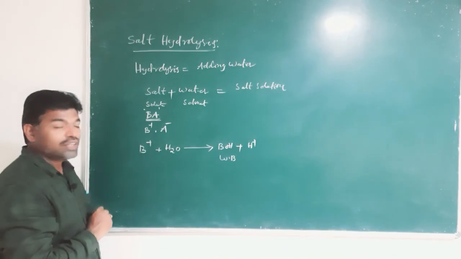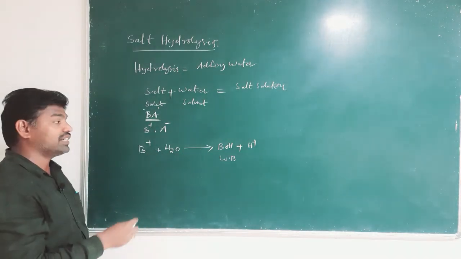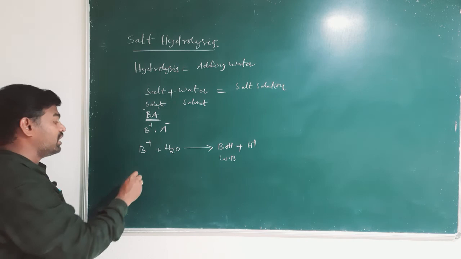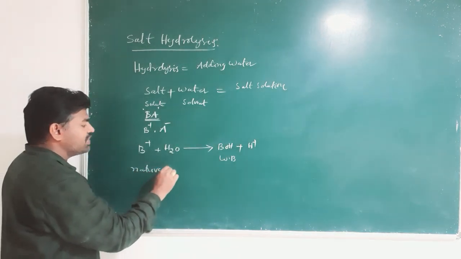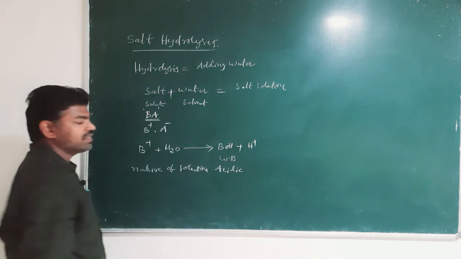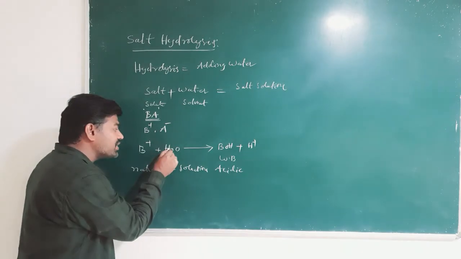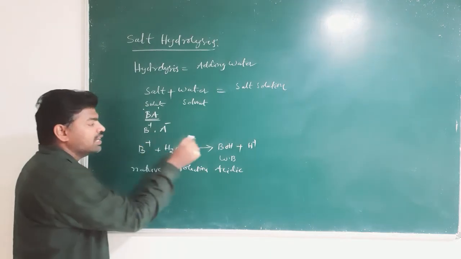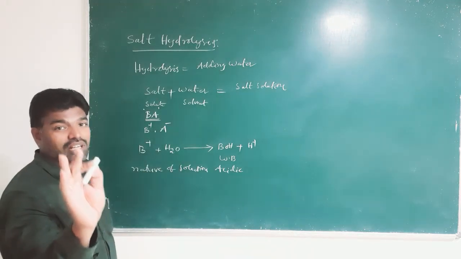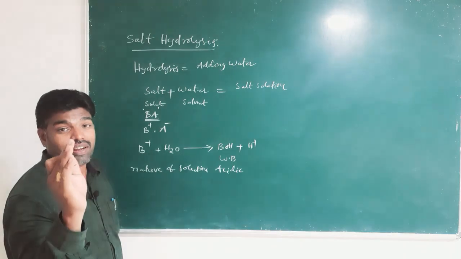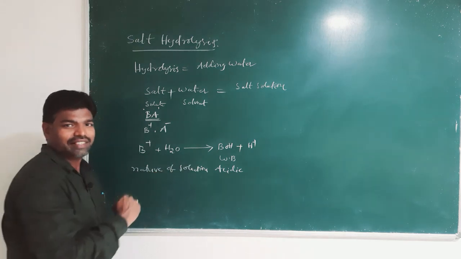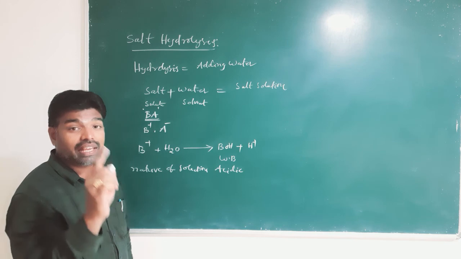The solution formed when water interacts with the cation, the nature of the solution is acidic, because interaction of water with the cation results in the formation of a weak base. A weak base does not affect the pH or pOH. So the nature of the solution becomes acidic.